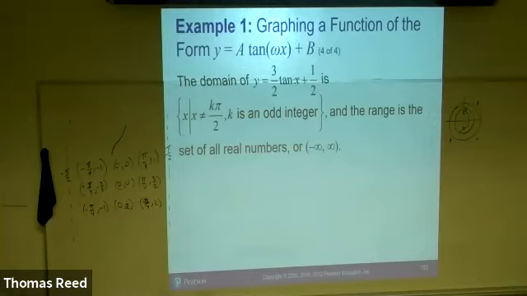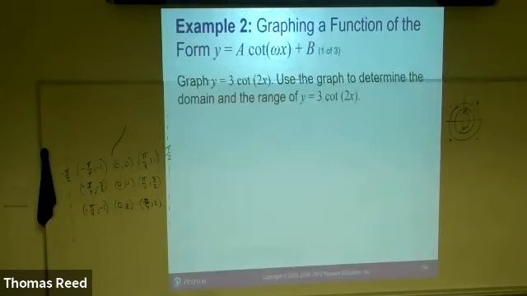Okay, and then the range. With tangent and cotangent, you're really not going to change the range. If the range is from negative infinity to infinity, it's really not going to change. Where are we time-wise? Okay.